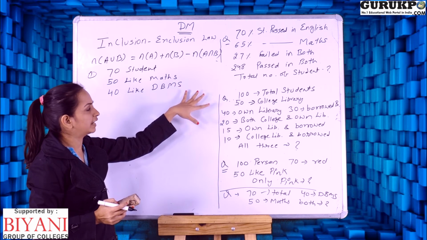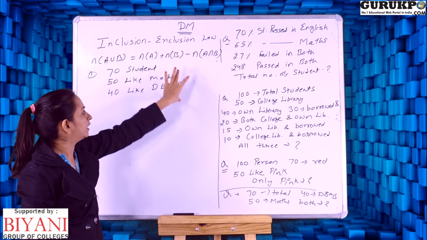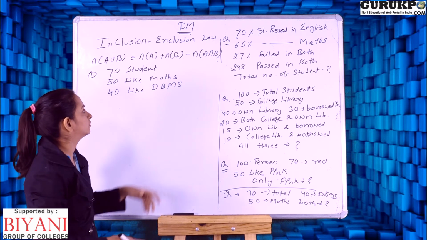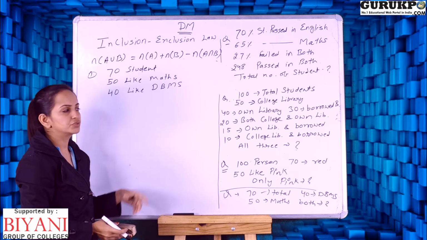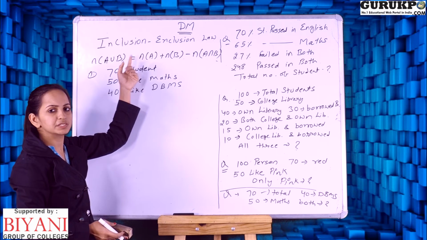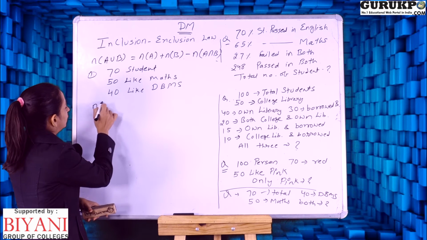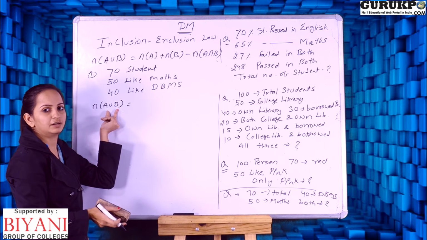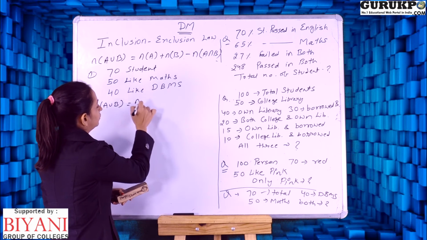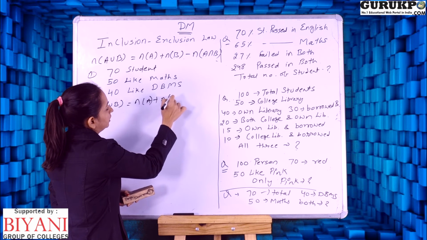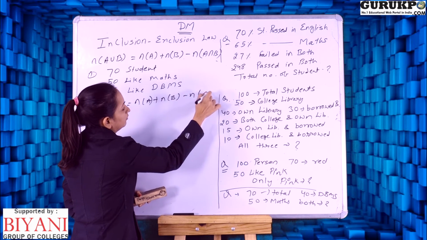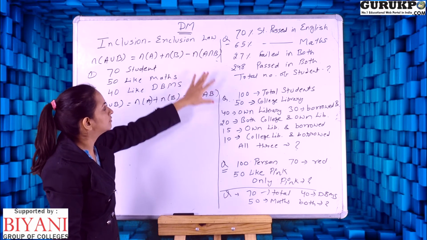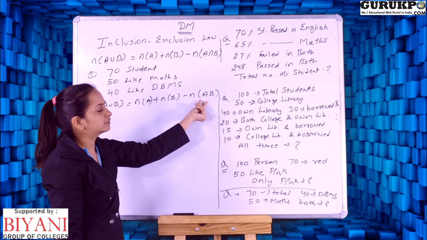Suppose there are two subjects, maths and DBMS. Some of the students like maths, some of the students like DBMS, but there may be some of the students who like both of the subjects. So how can you solve this type of question? We use the inclusion exclusion principle. What will I get? N of A union B, that is the total number of students in the class in the union set, will be equivalent to n of A plus n of B minus n of AB. Well, AB is the same as A intersection B, don't get confused with the symbols. We can write A intersection B shortly as AB.